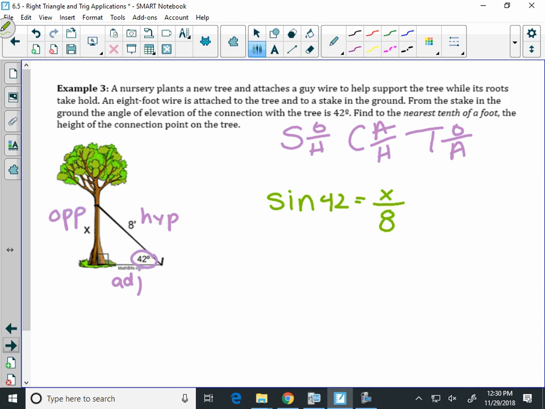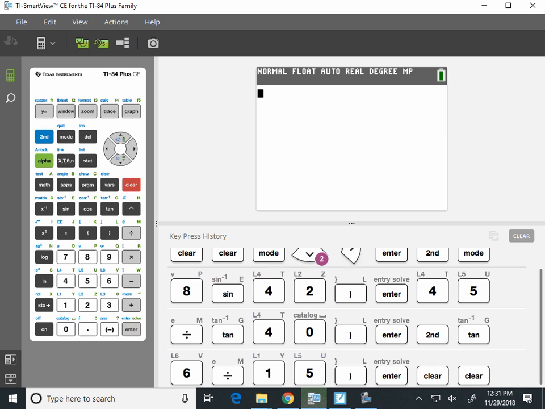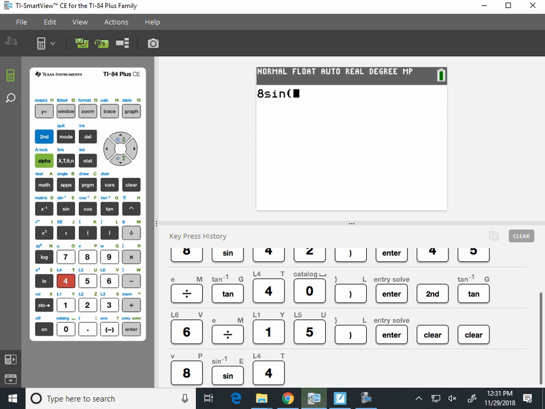To solve this, ask yourself, is x up high, down low, or the angle? Up high. So Trent, what are we going to do? Multiply. X is up high, we multiply. So we're going to multiply both sides by 8. So then we get 8 times the sine of 42 equals x. And that's what you're plugging into your calculator. You're going to do 8 sine 42. And you should get that.